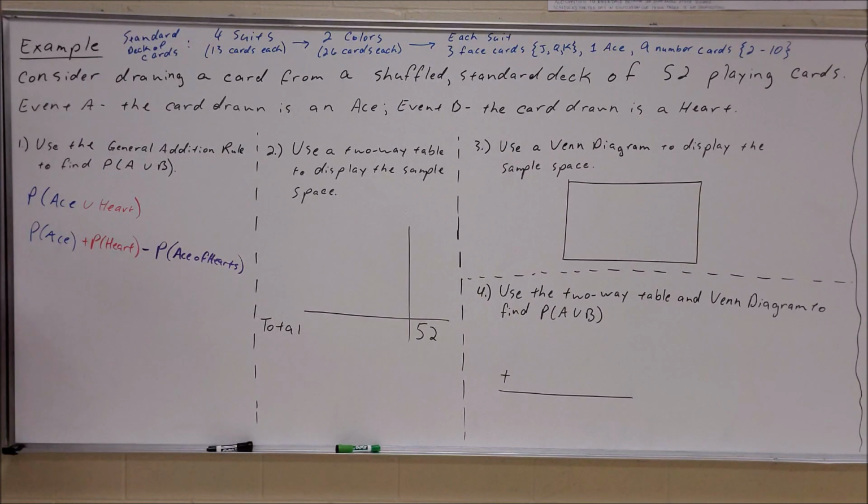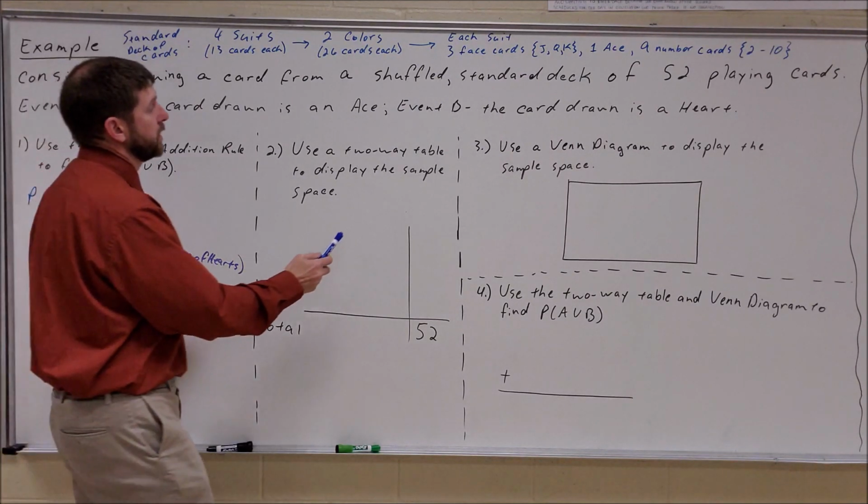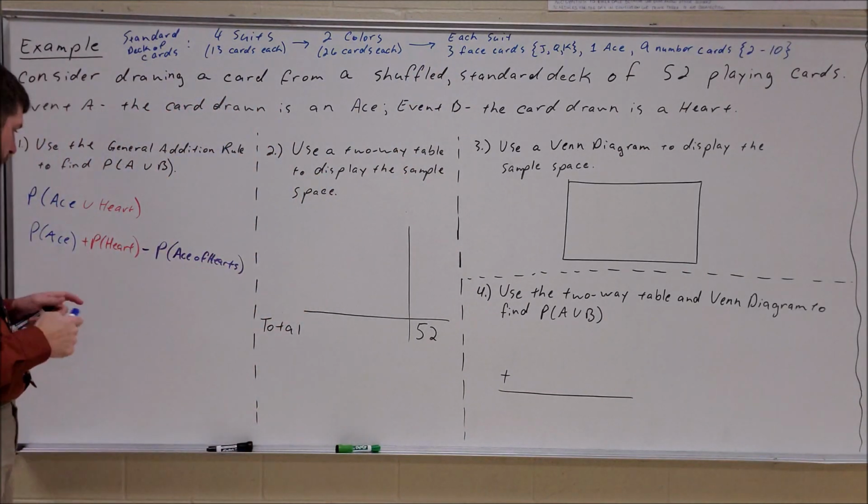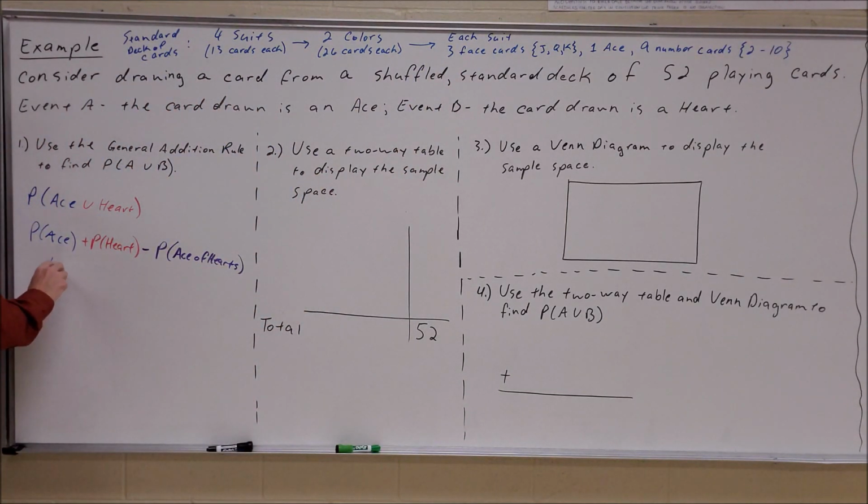All right, so what was the probability of an ace? Well, it told us right here that there's 1 ace in each suit, and there are 4 suits, so you have 4 aces out of the 52 cards.